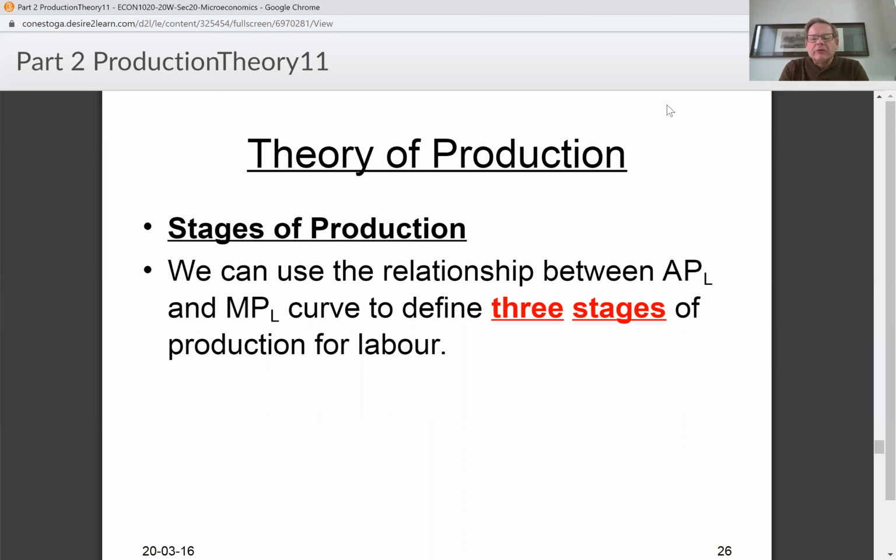Well, welcome back to the second part of the theory of production. Here we're going to talk about the different stages of production. Every company goes through three stages of production for labor. Please highlight that in your notes.